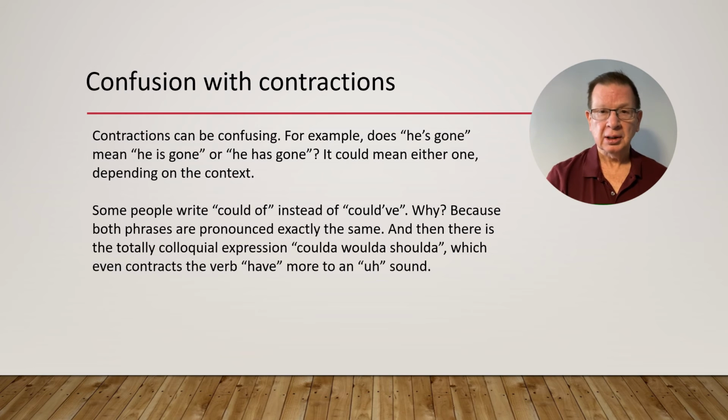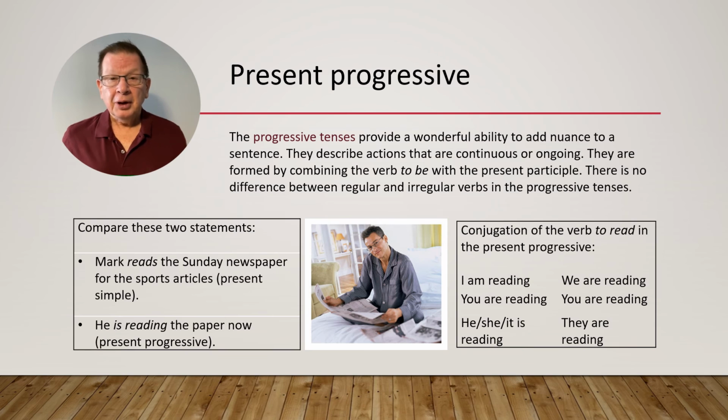more to an a sound. Now we're going to talk about the present progressive tense. Progressive tenses provide a wonderful ability to add nuance to a sentence. They describe actions that are continuous or ongoing. They are formed by combining the verb to be with the present participle. There is no difference between regular and irregular verbs in the progressive tenses.